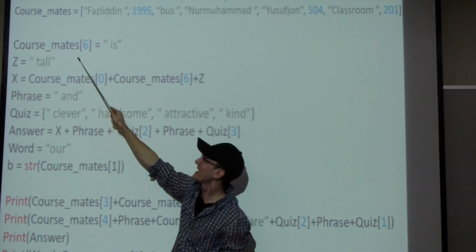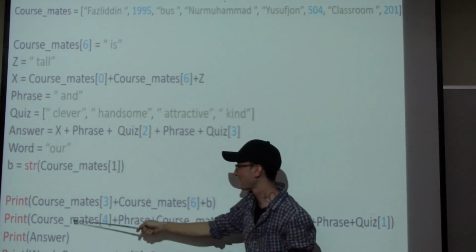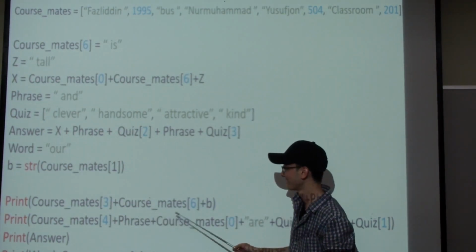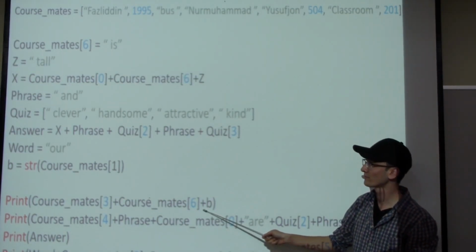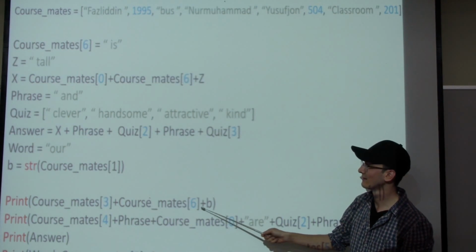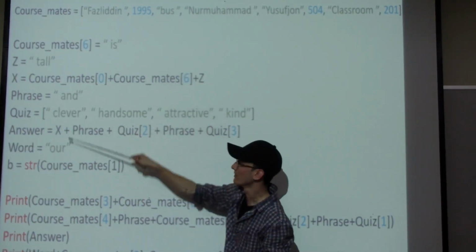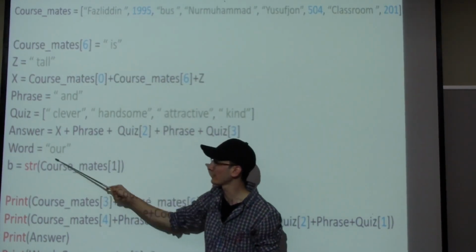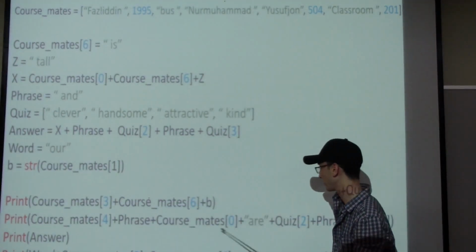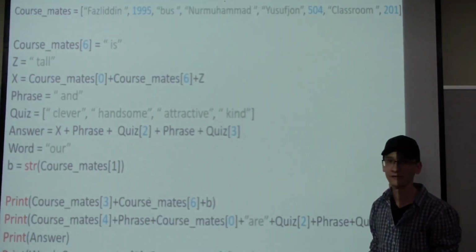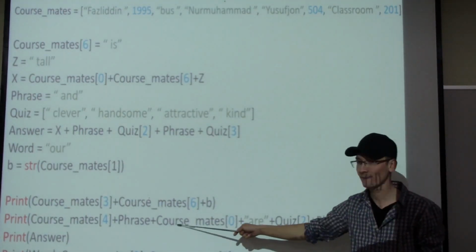Yeah, easy. We changed classroom into is. Now Nur Muhammad is B, plus B. B what? 1995. We have 1995, the first element. We are changing the number into a string. B takes this number. Now we are printing. Okay, the first answer is Nur Muhammad is 1995. The second, it's wrong.